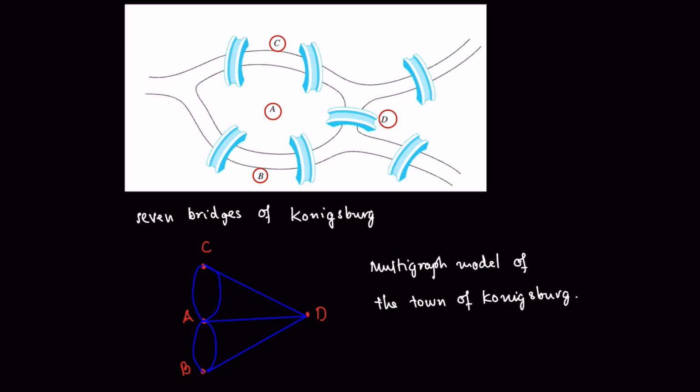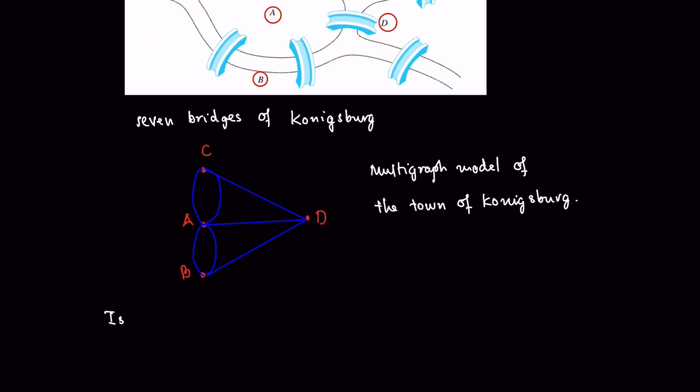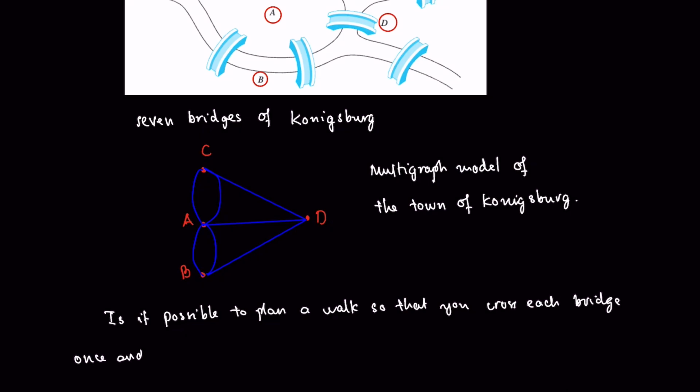So the question is: is it possible to plan a walk so that you cross each bridge once and only once? Now, to answer this question, we're going to dive into the definitions of Euler path and Euler circuits, and also look into the Euler path and circuits theorem.